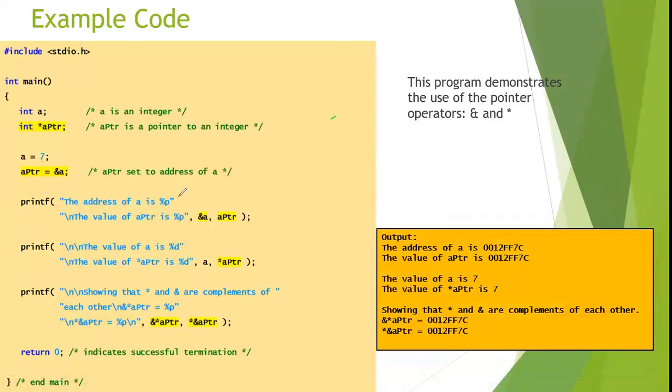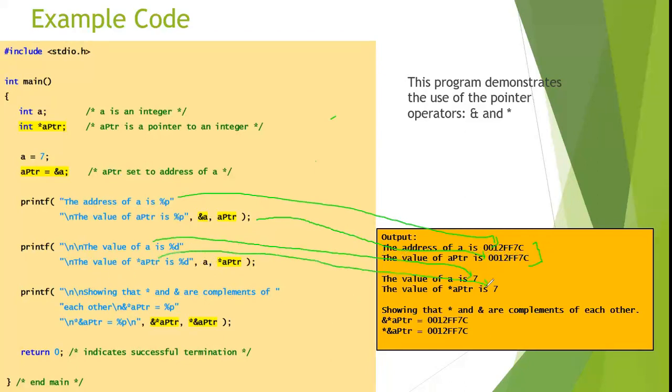Now the address of A is 0012FF7C. This is the memory location where A is stored. And the value of APTR is also the same, right? Next, the value of A is 7 and the value of pointer APTR is 7.